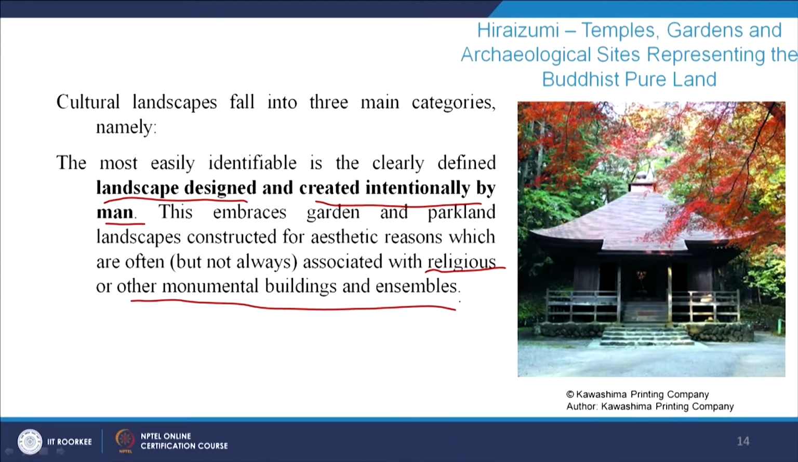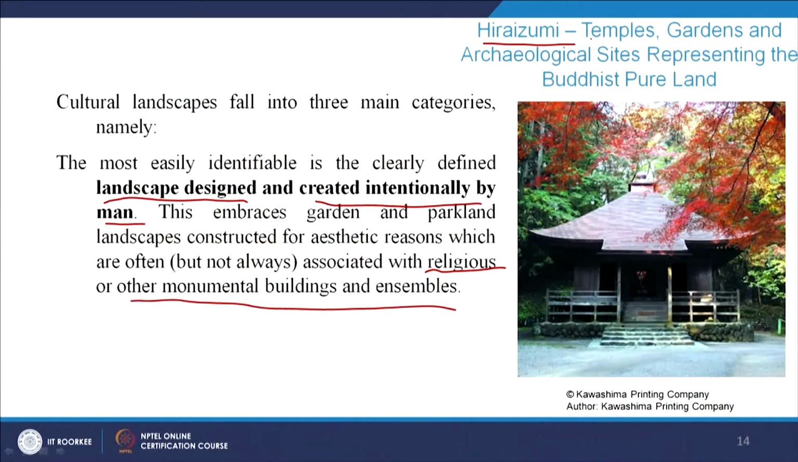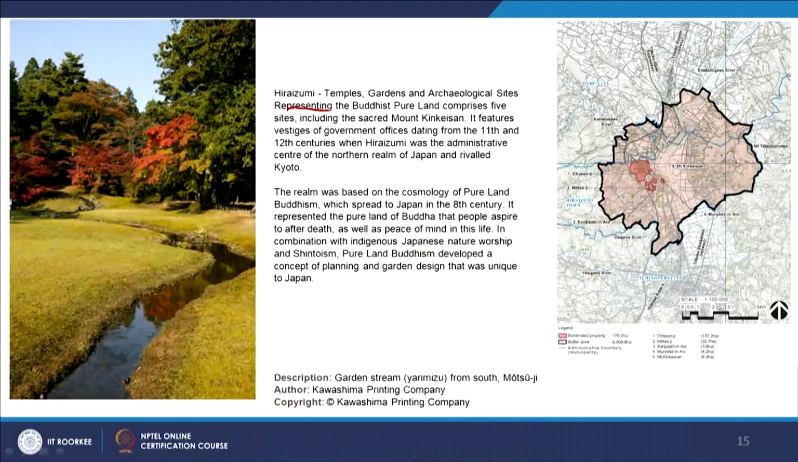So in fact, one of the examples which I would like to bring to your notice is the Hiraizumi temples, gardens and archaeological sites, which represent the Buddhist Pure Land in Japan. These temples and gardens comprise 5 sites including the sacred Mount Kinkeisan, and feature the West government offices dating from the 11th to 12th centuries, when Hiraizumi was the administrative center.